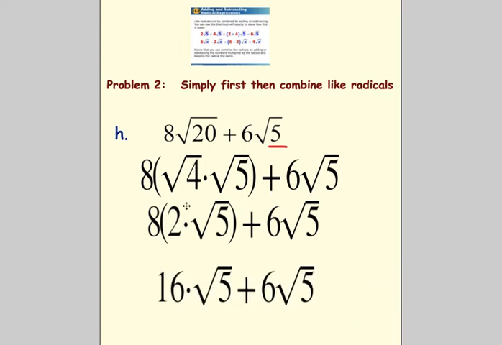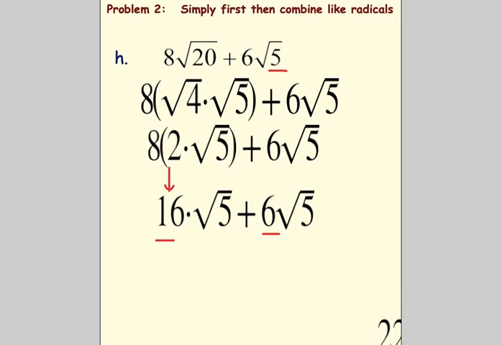So where did I get the 2? I got that from the square root of 4. And how did I get the 16? I did 8 times 2 right here. And that would give me the 16 here. So at this point, I just got to add these together. And I want to say 16 plus 6 is 22. And you keep the radical 5, and there's your answer.